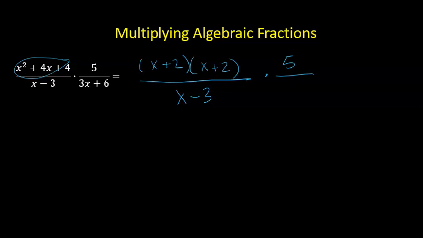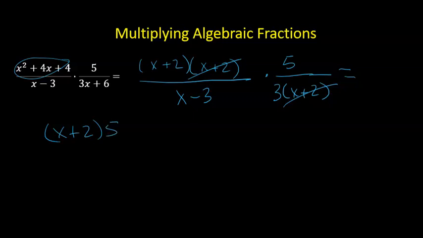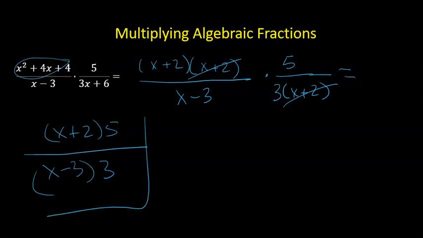Okay, let's see. I'm going to factor out a 3. X plus 2. Cool. Now we can get rid of this and we can get rid of this, which is nice. And then what do I have left? I have x plus 2 times 5, and then the bottom part, I have x minus 3 times 3. Right? So this is the final answer. We can't do anything else.